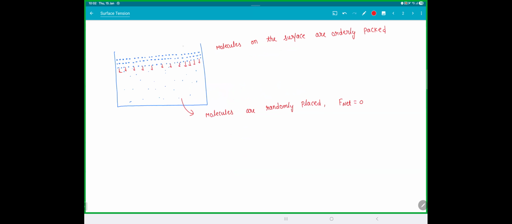These molecules become tightly packed, right? Due to the net downward force, they start behaving like a membrane. So if you try to push these molecules, let's say if you put your finger here and try to push them, the molecules will try to fight back. Getting it? So they kind of act like a membrane there.